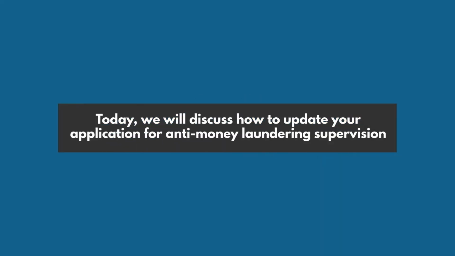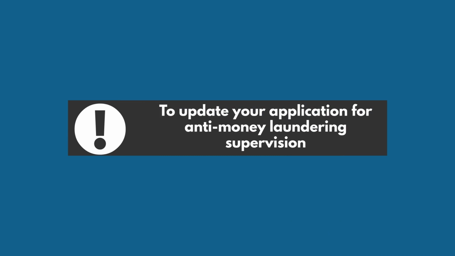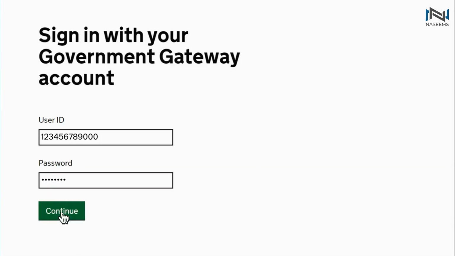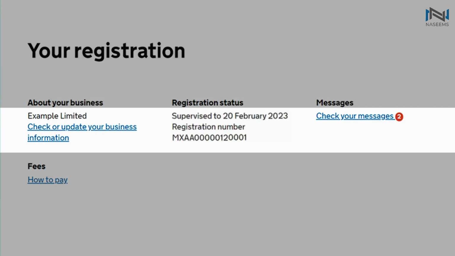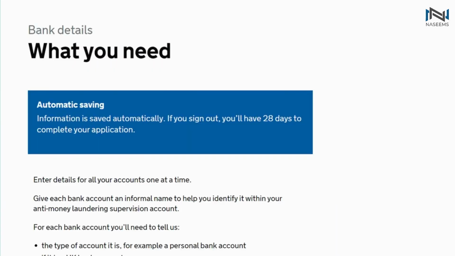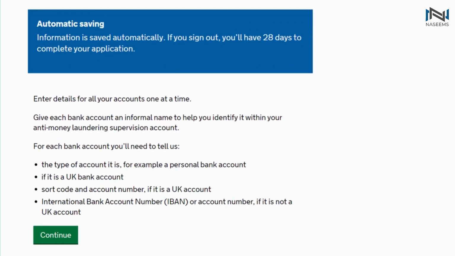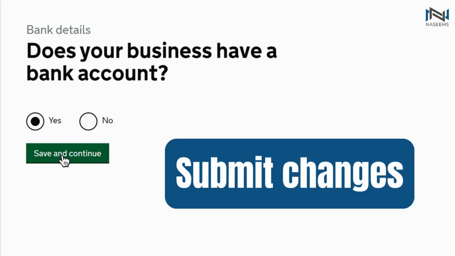Today, we will discuss how to update your application for anti-money laundering supervision. To update your application for anti-money laundering supervision, you'll need to log in with your government gateway user ID and password. To add or update your bank details, go to Check or Update Your Business Information and click on Manage Bank Details. Here you can see what information you need to add or update your bank account details. When you're ready, select Continue to add or update your details. Complete each section and save and continue, then submit changes.